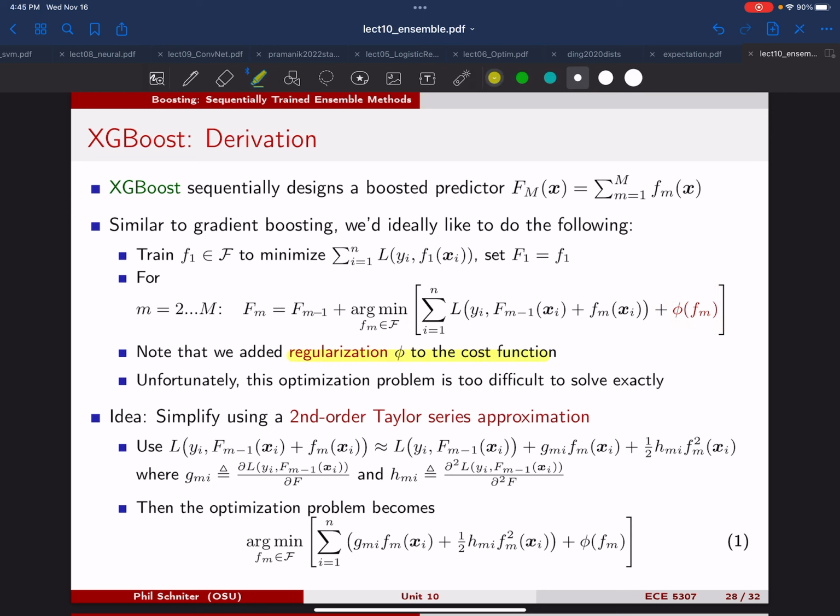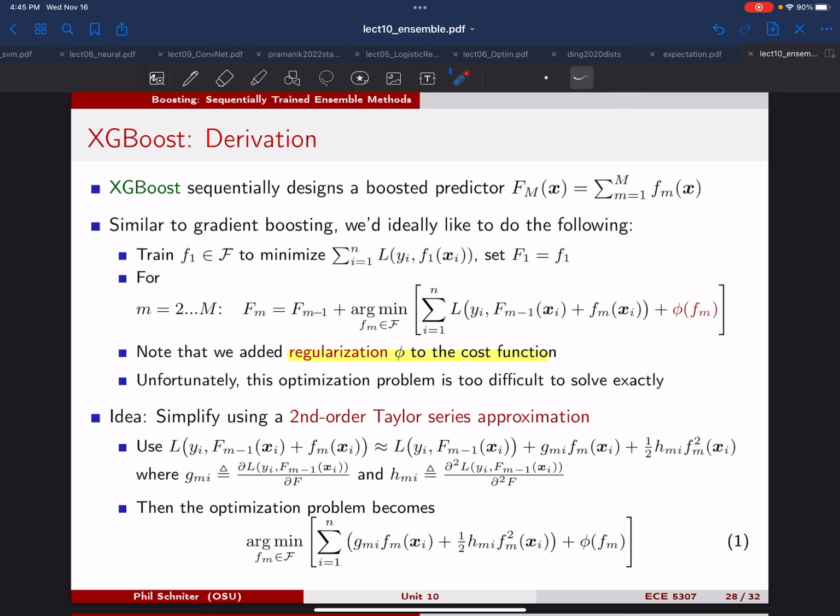Okay, so this is a new addition, but it's regularization like always. This new regularized cost, we're going to minimize that, and once we do that, we have our new base predictor. We add it to the previous boosted predictor, get our new boosted predictor, move on to the next M, and so on and so on. So we design them one at a time.